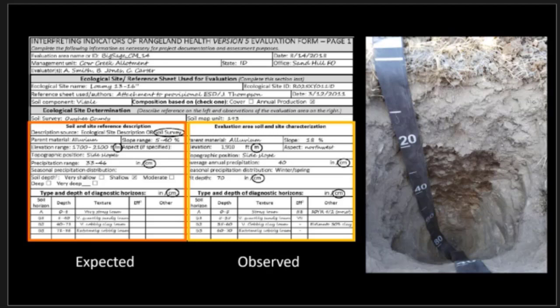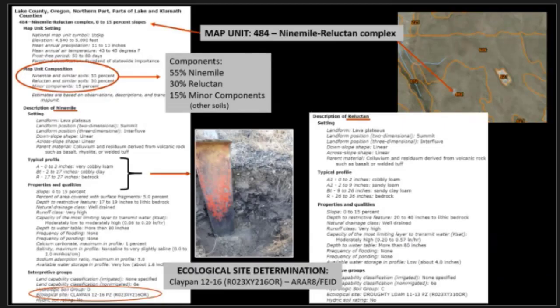So then the question becomes, how do we know what's expected? The soil survey is a great place to start for that kind of information. If you grab your soil map, like we have up in that upper right-hand corner, we see that we have a map unit 484. This example would show us that we have a 9-mile reluctant complex that has components of 55% 9-mile, 30% reluctant, and 15% minor components or other soils that might be out there on the landscape.